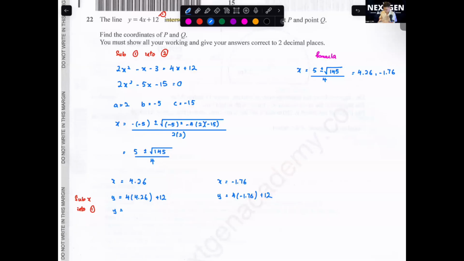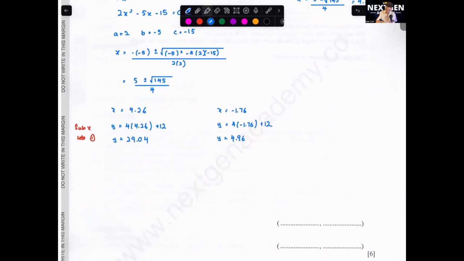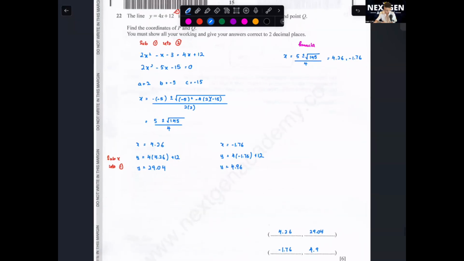Final answer, 4 times 4.26 plus 12, we'll get 29.04. Let me just check the final answer. They say to 2 decimal places. If you want to be more accurate, you can use this value itself, 5 plus square root 145, but I think this answer is quite accurate. If we use from here 2 dp, 4 times negative 1.76 plus 12, we get 4.96. Both of it need to be 2 decimal places. So we will take this and put it here. 4.26, 29.04, negative 1.76, 4.96. A lot of marks over here, not too hard. 6 marks.